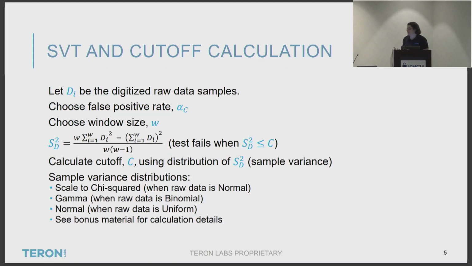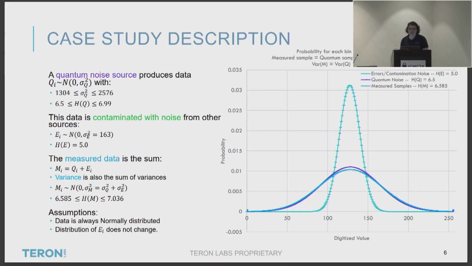And when the raw data was binomial, the sample variance appeared to be distributed according to the gamma distribution. When the raw data was uniform, sample variance was normal. This talk was originally 1 hour long, so I have cut out half the slides and put them as bonus material. When these are up on the web, if you'd like more information, it's in the bonus slides at the end.